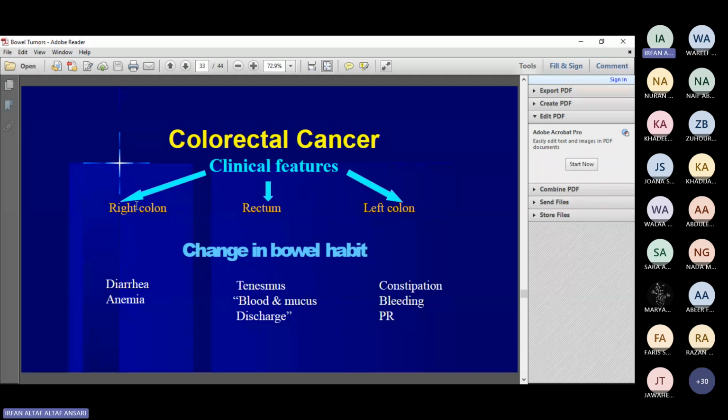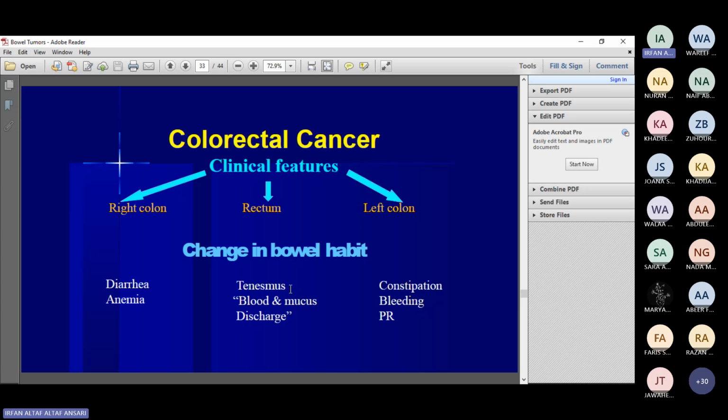So right colon, you have diarrhea, anemia. Left side colon, you have constipation, bleeding per rectum. If the colon cancer is in the rectum, one very important symptom is tenesmus.